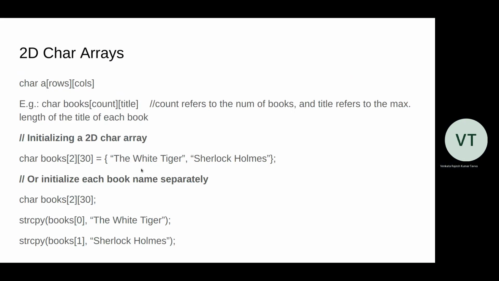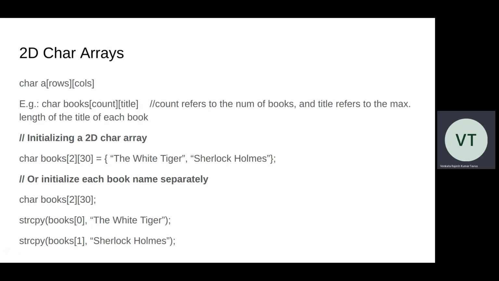So this thing is actually a row. The White Tiger is a row of characters. I could as well write this as a set of characters, T, H, E, space, W, H, I, T, E, or I can just write it as a string. It will automatically convert it into an array of characters. Fine. This is another way of declaring a 2D string array, or you can also declare it separately and then initialize like this. First row is The White Tiger, second row is Sherlock Holmes.